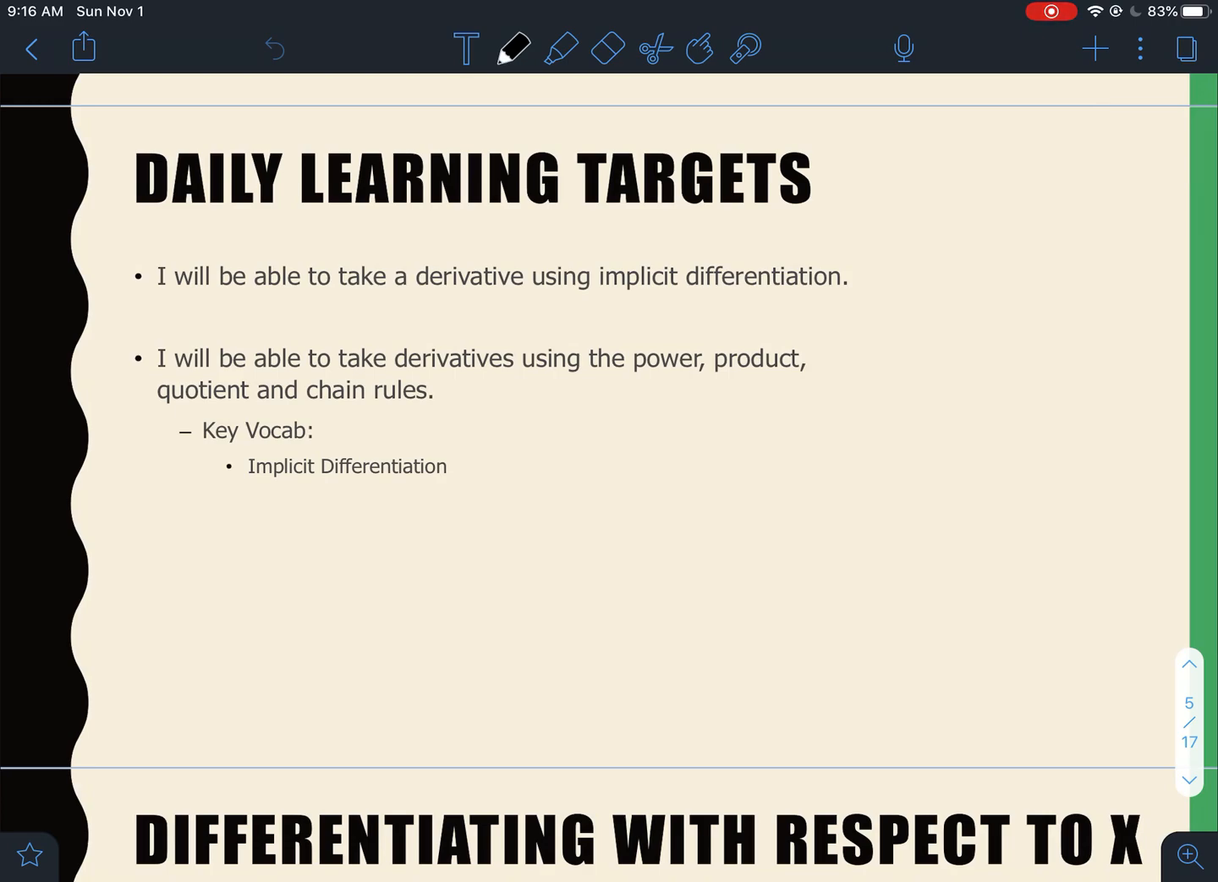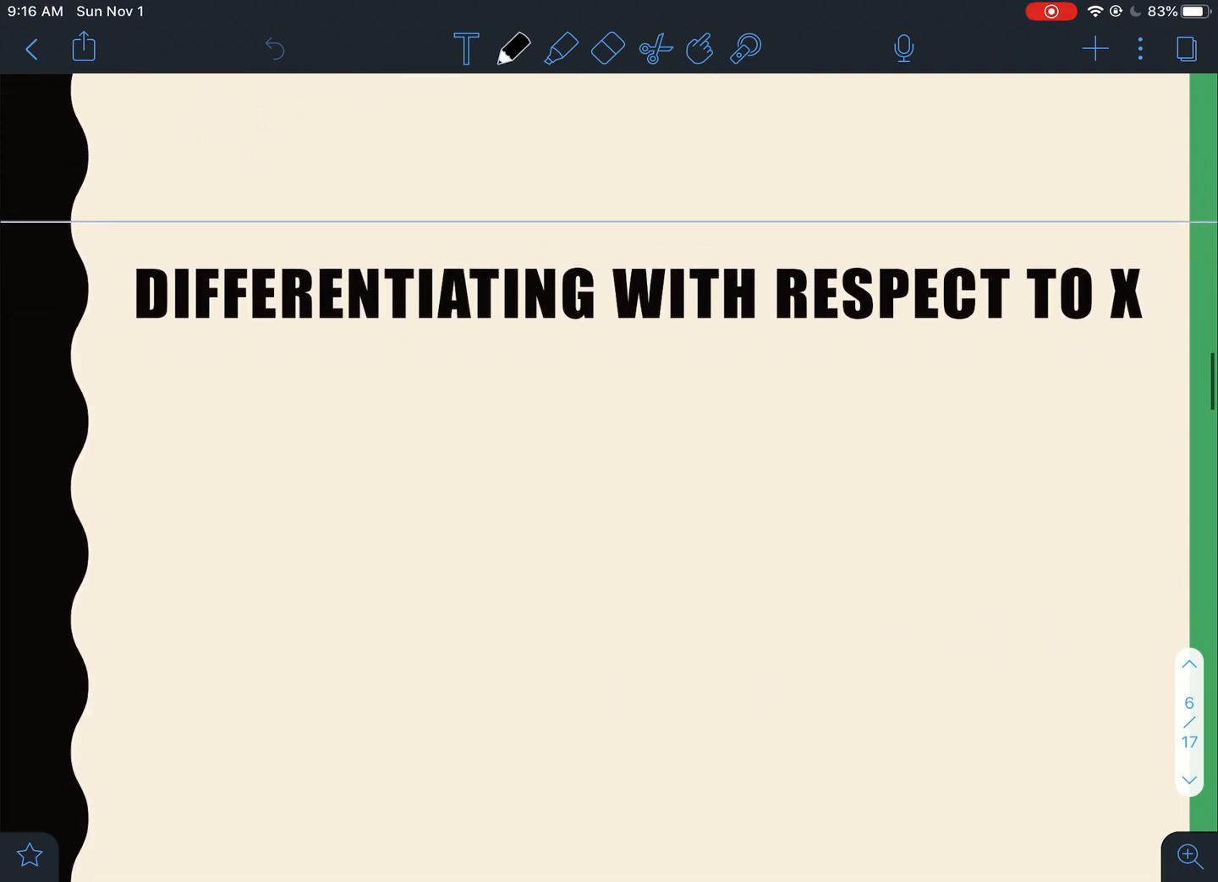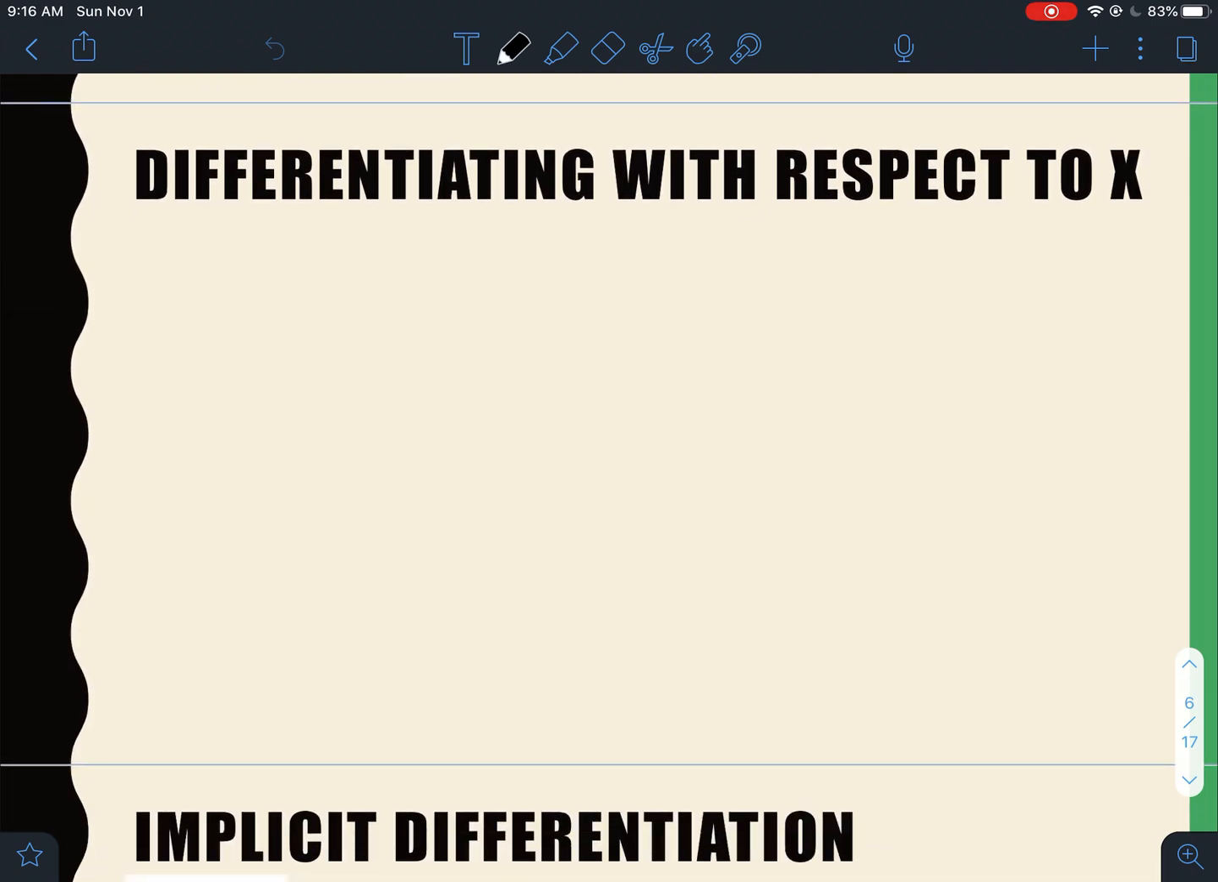So today we're going to talk about a new rule for taking derivatives. It's called implicit differentiation. And this is when you are trying to take the derivative of a relation. So something like a circle, x squared plus y squared equals 4. So the original equation has both x's and y's in it, and you have to take the derivative of the x's and the derivative of the y's.